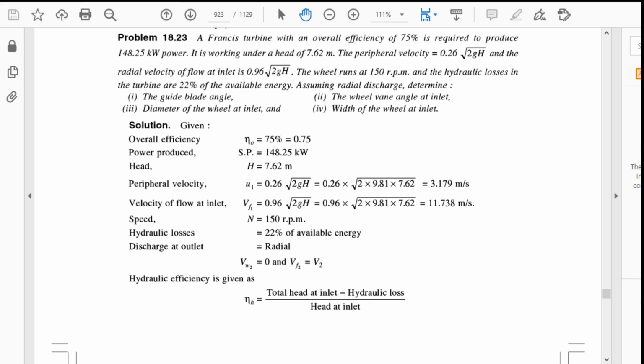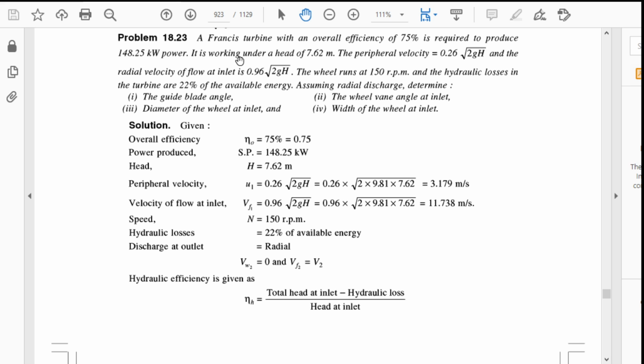Here eta O, that is overall efficiency, is 75%. Also the power given is 148.25 kilowatts. Now they have mentioned that the Francis turbine with an overall efficiency of 75% is required to produce 148.25 kilowatt power. That means this power is your shaft power.